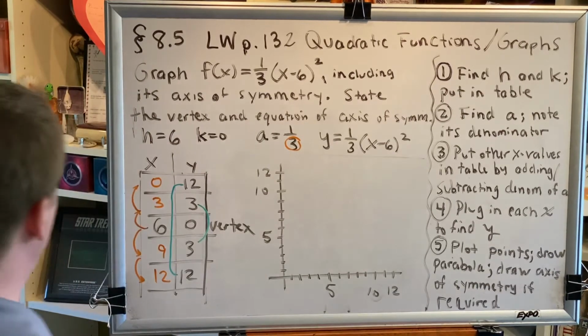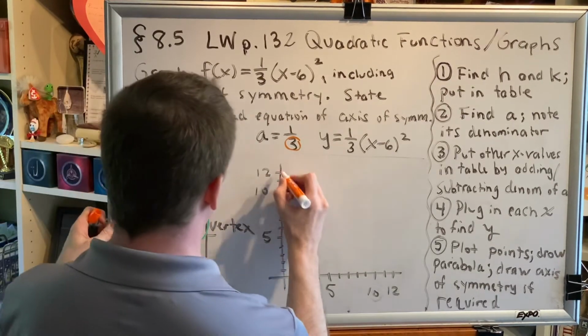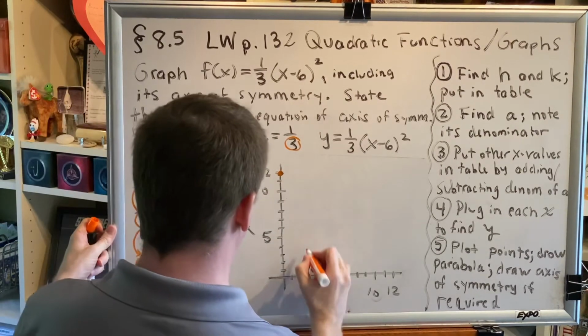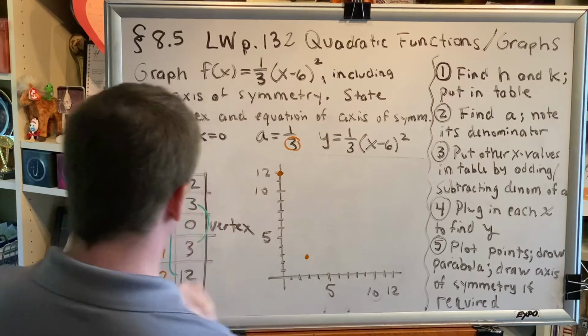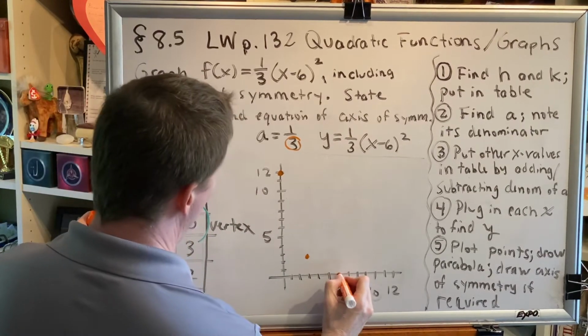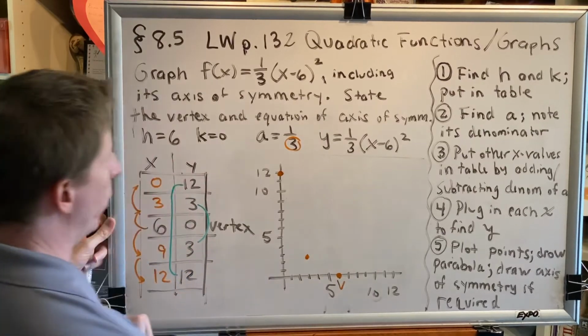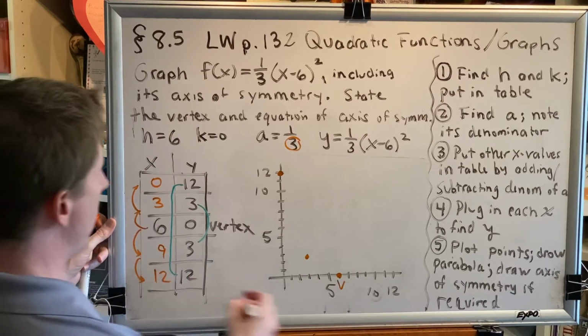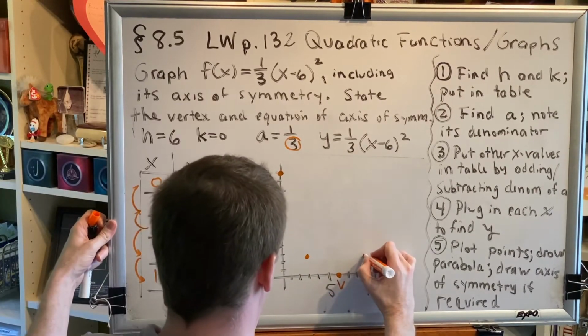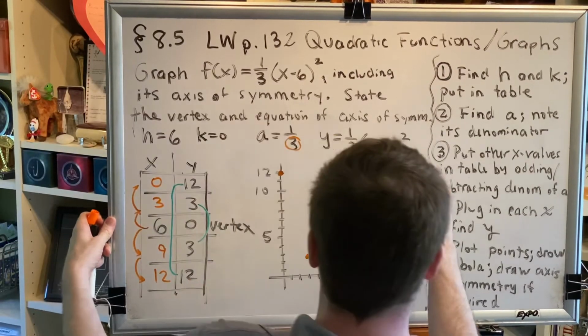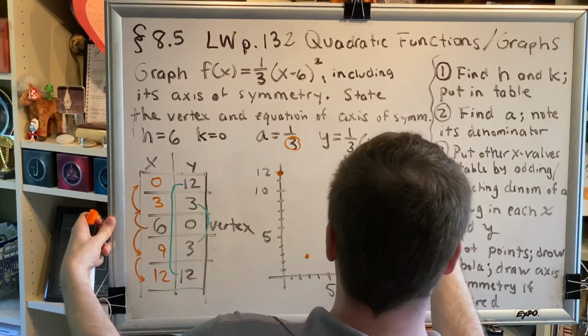First we have 0, 12. That would be here, a y-intercept. Next is 3, 3. That would be here. Next is 6, 0, which would be here, an x-intercept. And we note that this is our vertex. I'll put V for vertex. Next is 9, 3, which would be here. And last is 12, 12, which would be here.